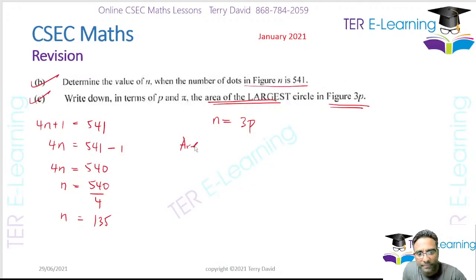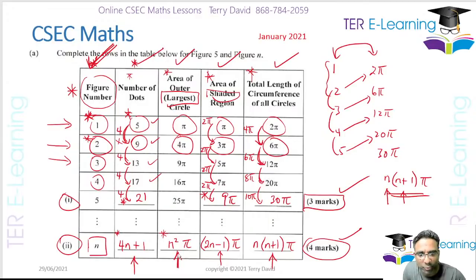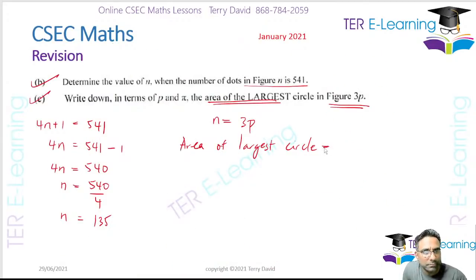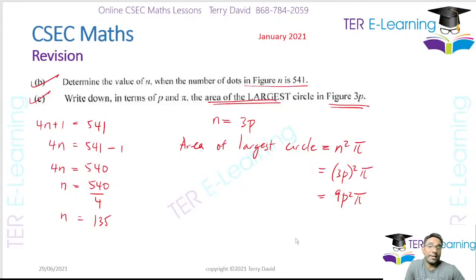so area of largest circle, right, is equal to, according to the formula, n squared pi. That's this formula here. Right, so this is n squared pi, right? But n in this case is 3p. So it's 3p squared multiplied by pi. So you all need to know how to square this. So you have to square everything inside the bracket. So this is going to be 9p squared pi, right? 9p squared pi. So that's my answer there for part C.